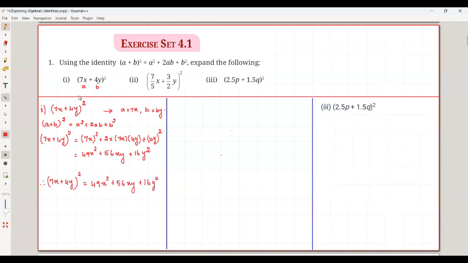As you find out what is a and b, write the formula, substitute, and simplify it, and we'll be getting the answer. Okay, so if you are understanding question one, balance everything is going to be the same. The second question is given: 7 by 5 x plus 3 by 2 y the whole square. That means we have to take this as the a value and this as the b value, the entire things.